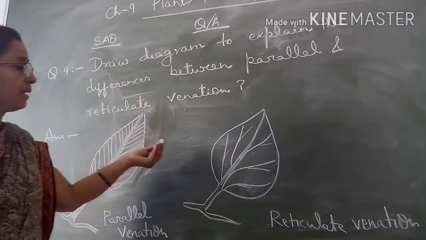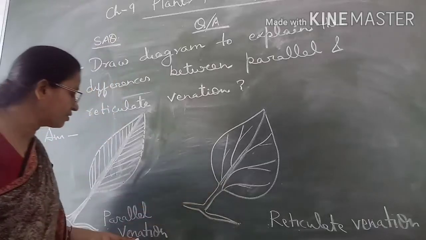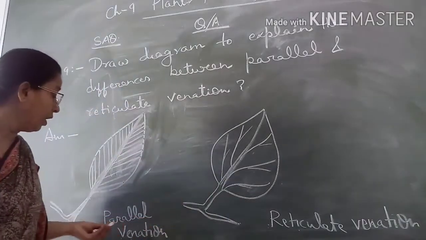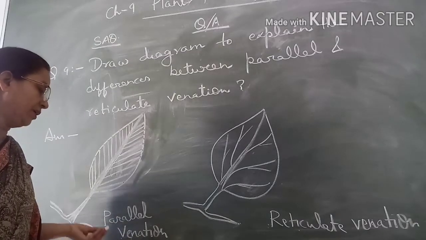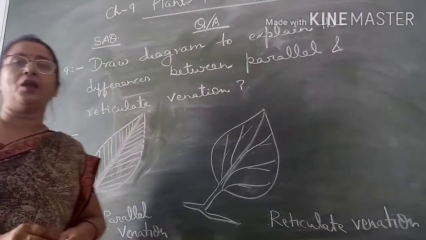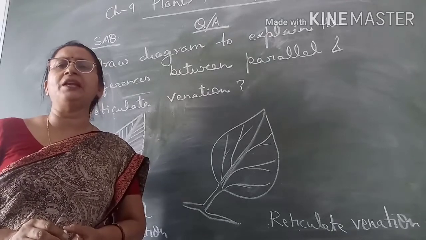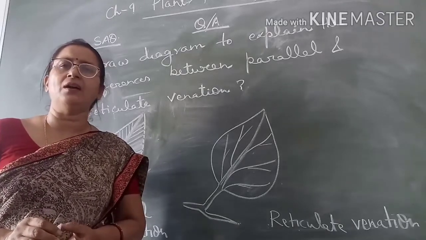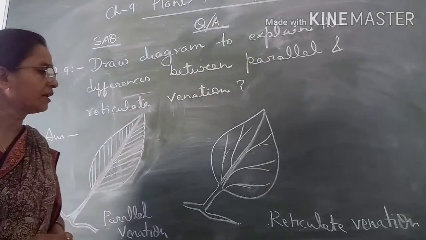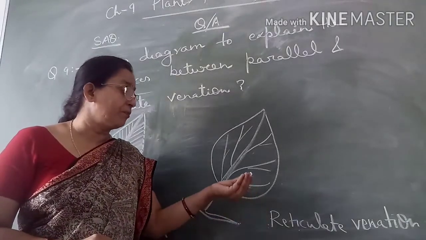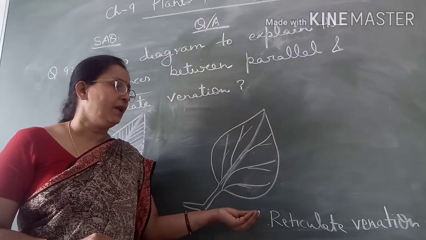Now, in which type of plants will you find such types of venation? Actually, parallel venation is mostly found in monocot plants like rice, wheat, maize, etc. Whereas reticulate venation is found in mango, peepal, etc.